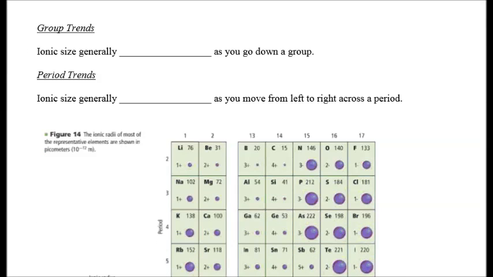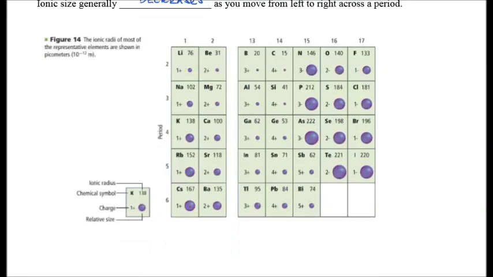So now we can look at the trends of ions. Ionic size generally increases as you go down a group. It's the exact same thing that happens to the size of atoms. Ionic size generally decreases as you go across a period. So if we look at our periodic table for the sizes of ions, we see we get larger as we go down, and we get smaller as we go to the right.